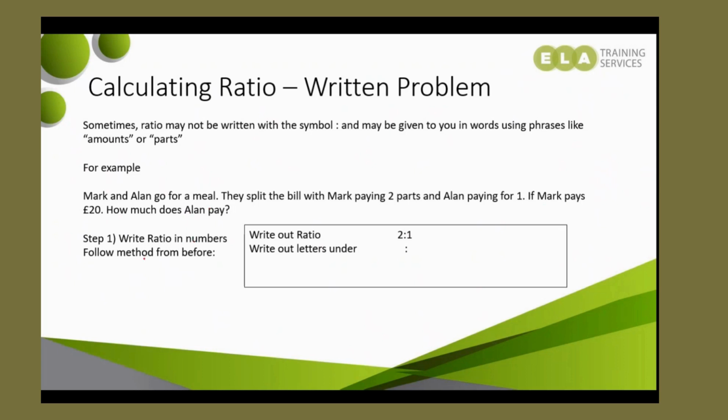So write the ratio in numbers and follow the method from before. So write out the ratio 2 to 1 and write the letters under. So we know 2 parts is Mark and 1 part is Alan. We then add in our new numbers. So we know if Mark pays £20 and if 2 parts is 20, we've times by 10. We then times by 10 for the other side, which is 10. So we know that Alan pays £10. And then that will tell us that the whole meal cost £30.